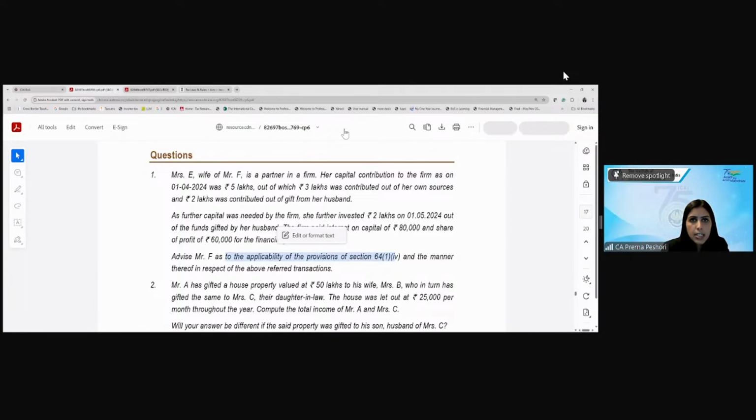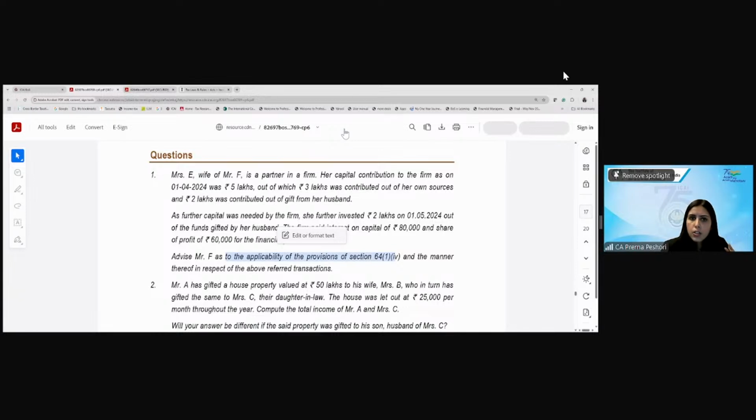Interest of 80,000 is the interest on capital. So here, see how we have to do it. As I said, 80,000 is earned on the investment which is made, the 7 lakh which she has invested, or whatever the capital amount they have considered.